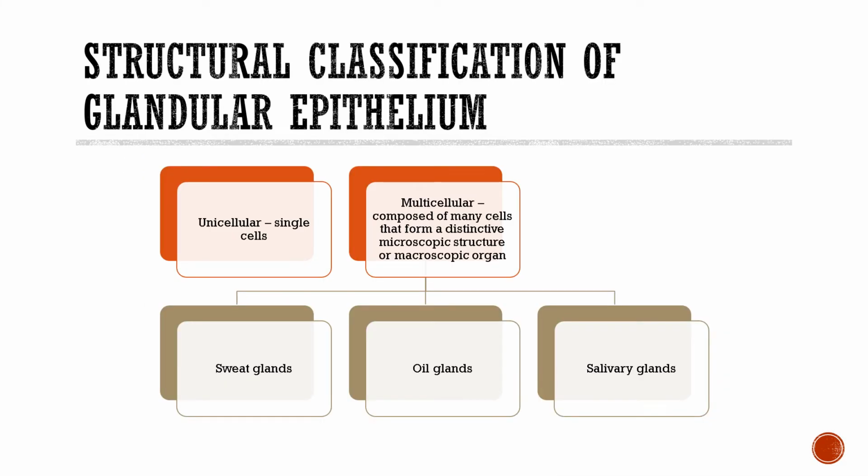Now, glands come in several different structures and functions. They could be unicellular or single-celled glands. They also could be multicellular, and these are most of the ones we're going to be talking about for this class. These are composed of many cells, and they form either a distinctive microscopic structure or macroscopic organ. Examples of multicellular glands would be sweat glands, oil glands, and salivary glands.